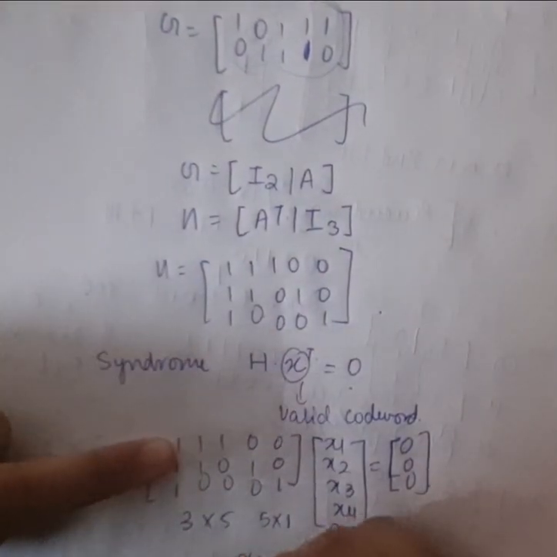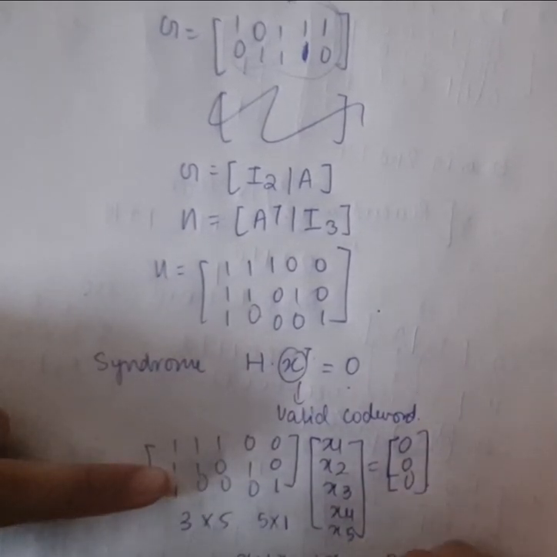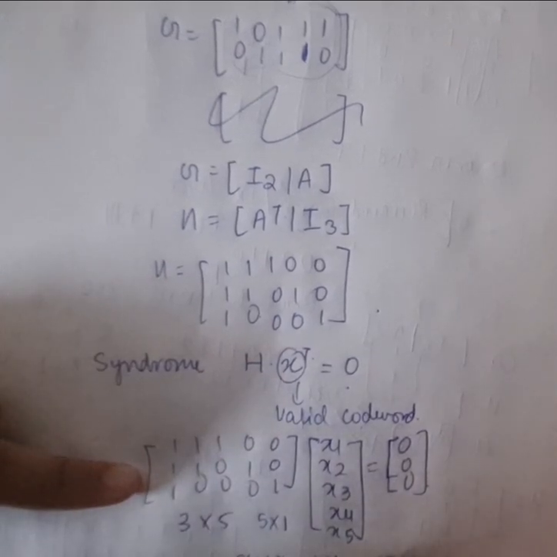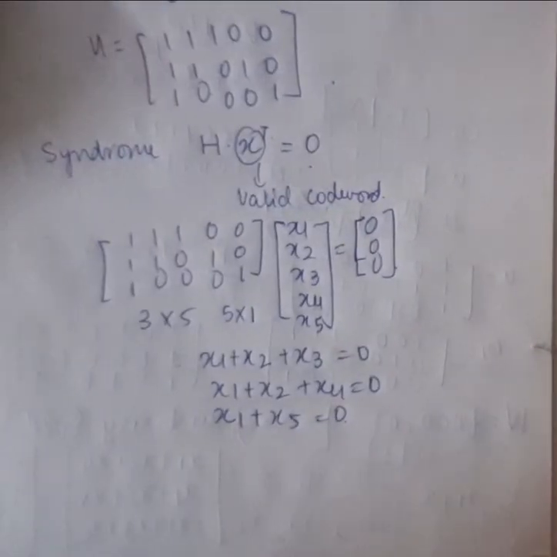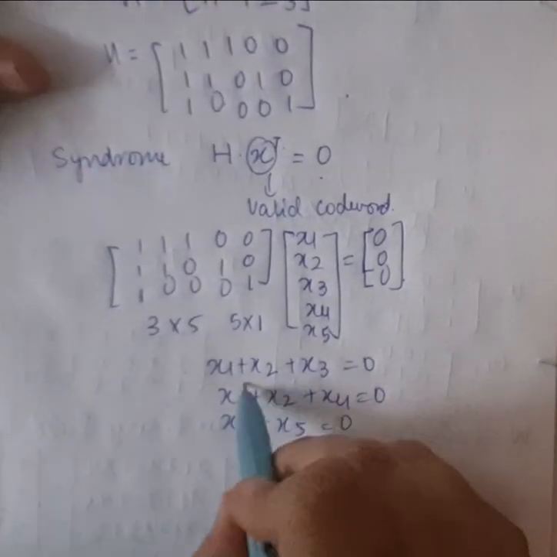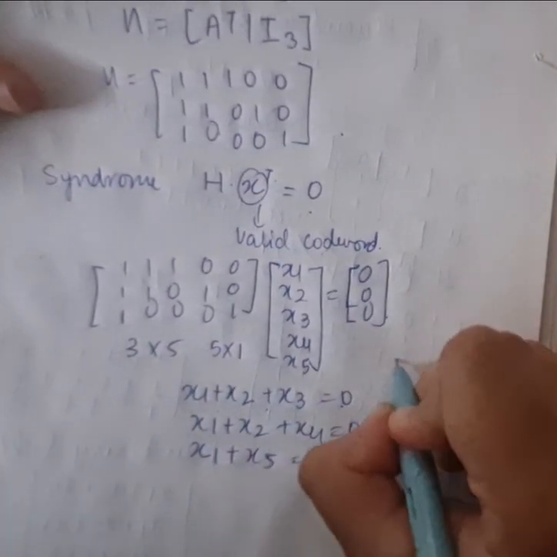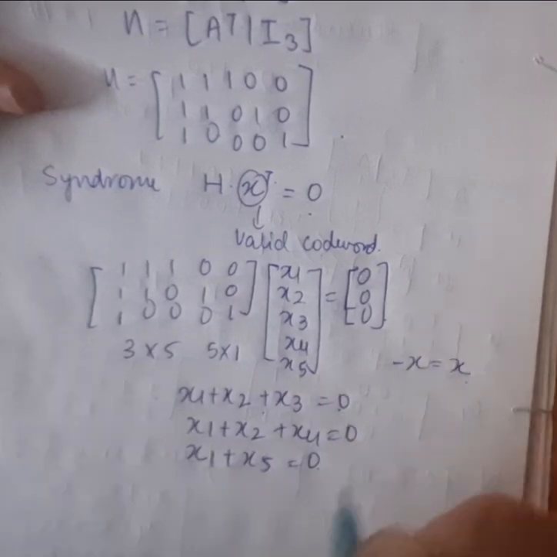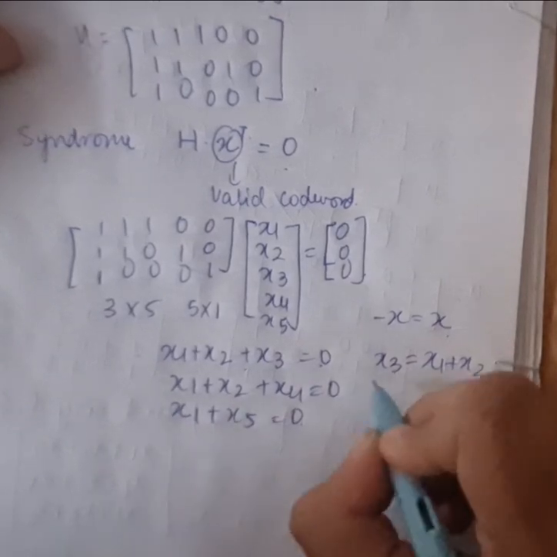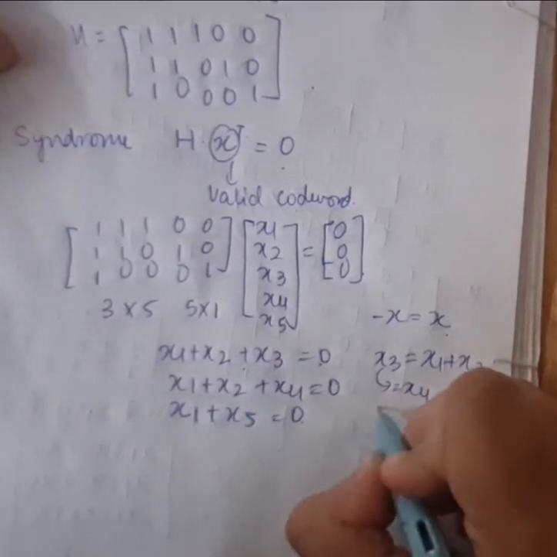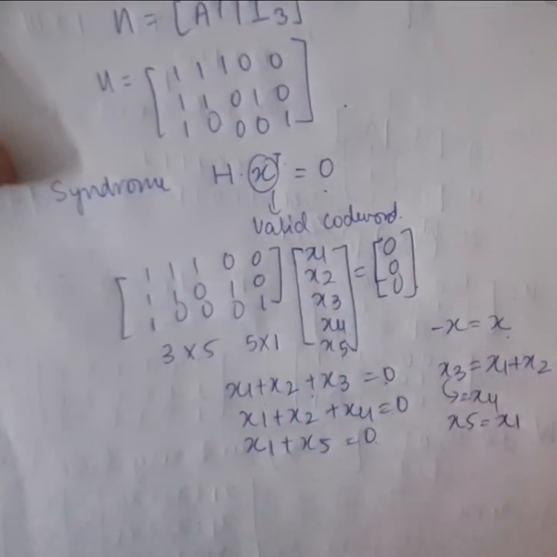Okay, let's solve. So x1 plus x2 plus x3 is equal to 0. x1 plus x2 plus x4 is equal to 0. x1 plus x5 is equal to 0. From this you get that x1 plus x2 is equal to minus x3. We're working with modulo 2. In modulo 2, minus x is the same as x because each element is its own inverse. So now you can say x3 is equal to x1 plus x2. That's the same for x4 also. You can also say x5 is equal to x1. And the length of the entire code word is 5.